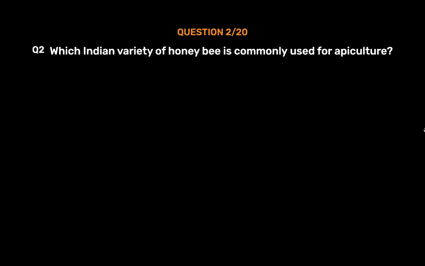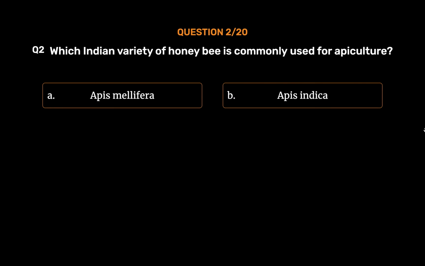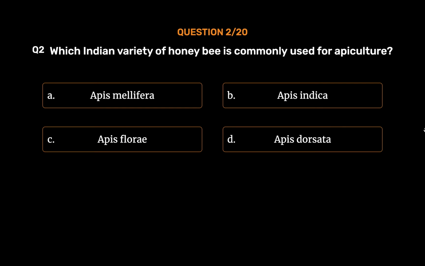Question number 2. Which Indian variety of honeybee is commonly used for apiculture? Option A. Apis mellifera. Option B. Apis indica. Option C. Apis florea. Option D. Apis dorsata. The correct answer is Option B.